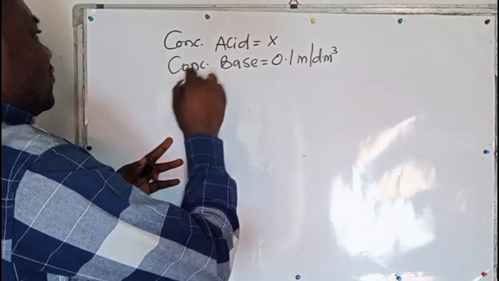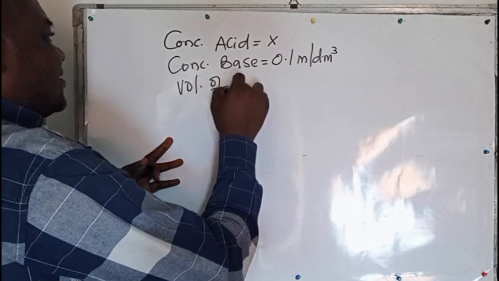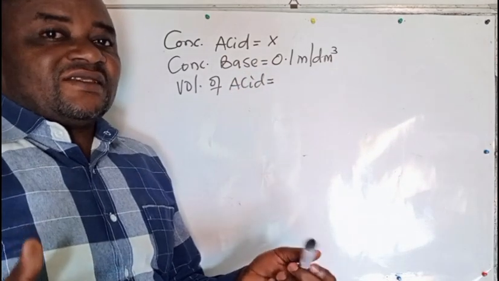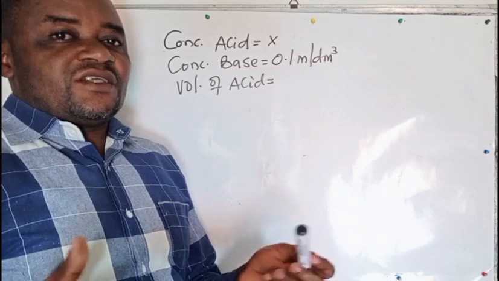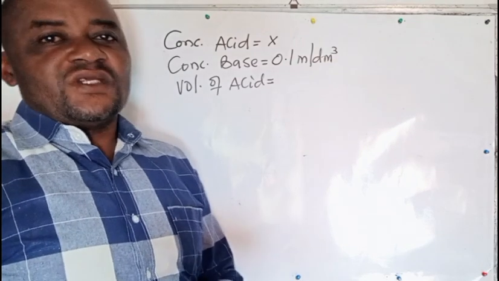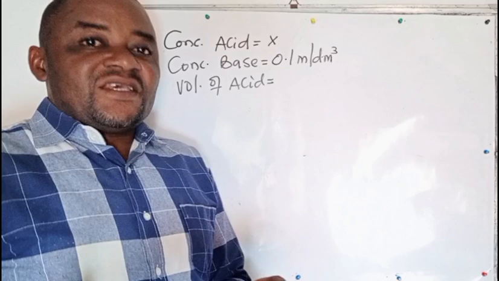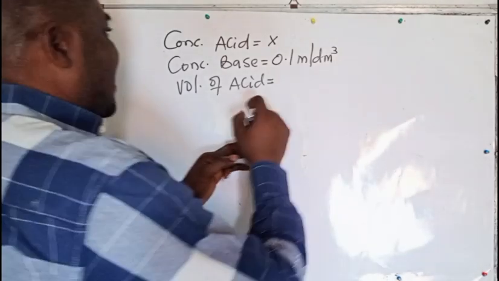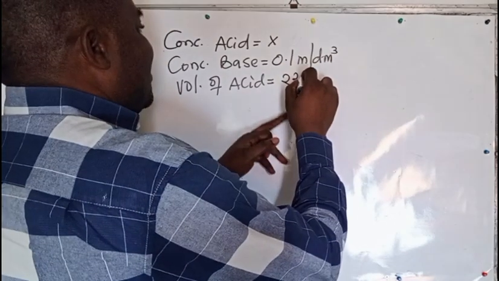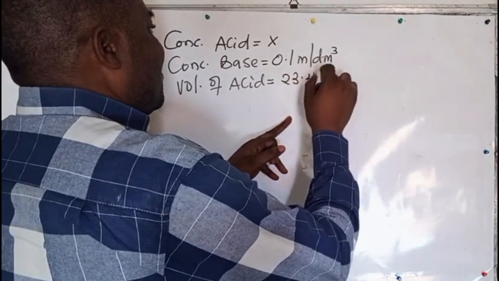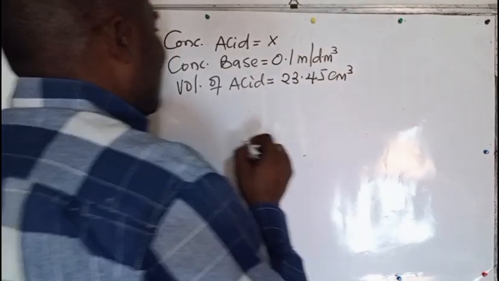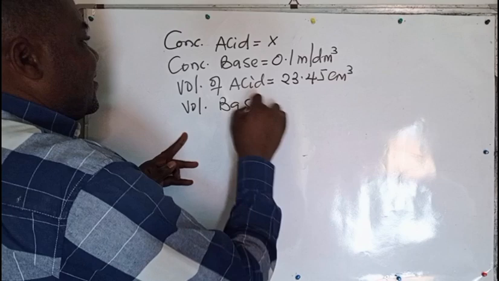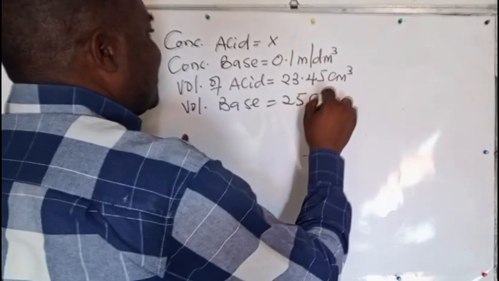We are given the volume of acid. This volume is what you call your titer value, what you got from your experimentation. Sometimes, if you do not carry out an experiment, you can be given that in your question paper. Let's assume that the volume of acid here is 23.45 cm cube, and the volume of your base is 25 cm cube.